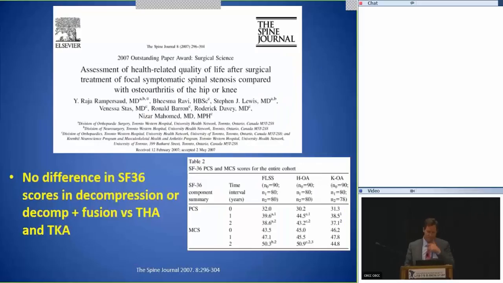This is another study which is kind of a show and tell. They compared the outcomes of SF-36 scores, looking at total knee and total hip patients, which we all know are great, right? As orthopedic surgeons, we say, hey, this is the best surgery we do in the world at making people better. These people are so happy. Well, guess what? A decompression and fusion for spondylolisthesis has the same improvements in quality of life as a total hip or total knee.